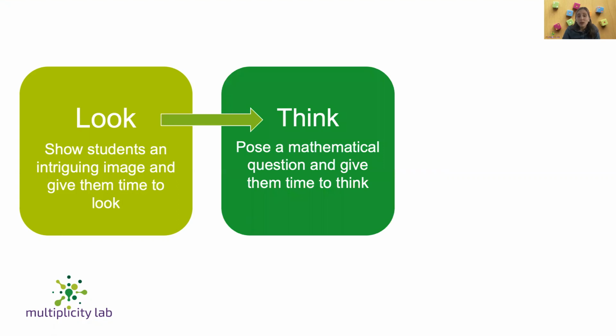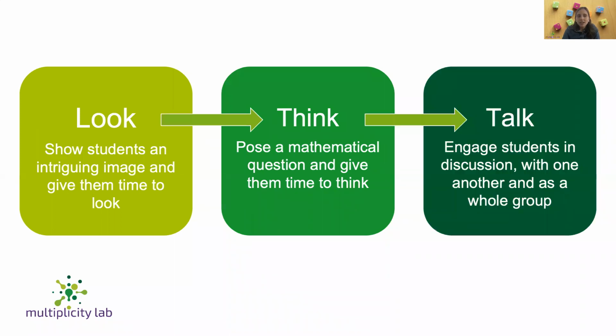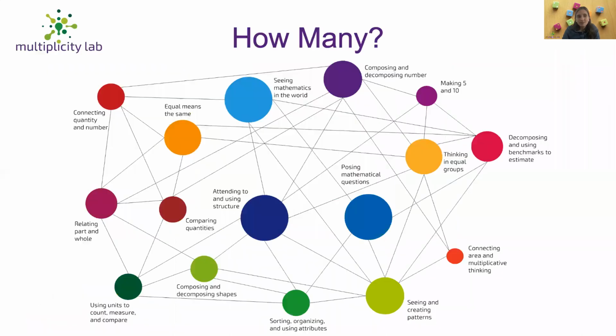Then you pose a central mathematical question and give students time to think. If students have printed copies, you can invite them to annotate as they think. Students can also use manipulatives as an entry point into the task. Finally, ask students to talk about the question with one another and as a whole group. The goal of these discussions is to elicit and encourage multiple ideas, strategies, ways of seeing and thinking, and connections, all while making room for multiple voices.